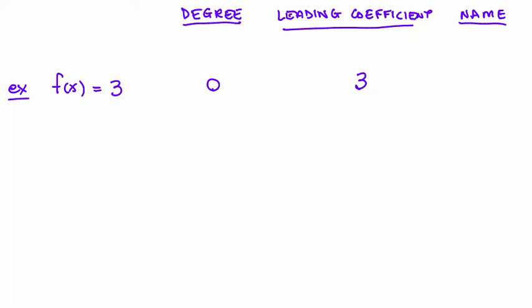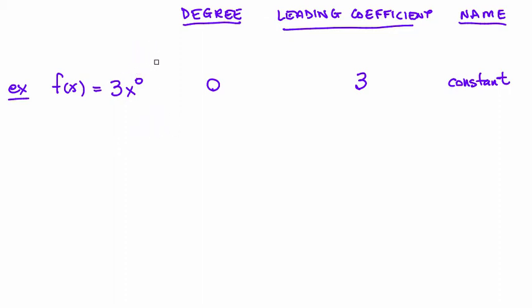So you kind of imagine an x^0 here, so that tells you the degree, and this tells you the leading coefficient. But we don't really need those. Anytime you see a constant term, it'll have degree 0, and the number itself will be your leading coefficient. And this is called a constant function. Let's take a look at another example.